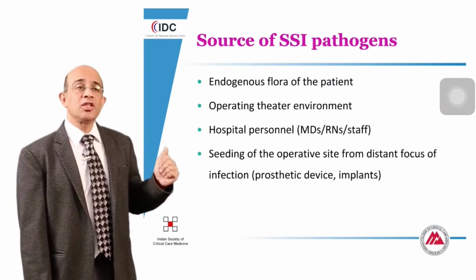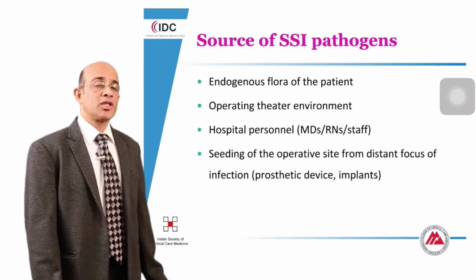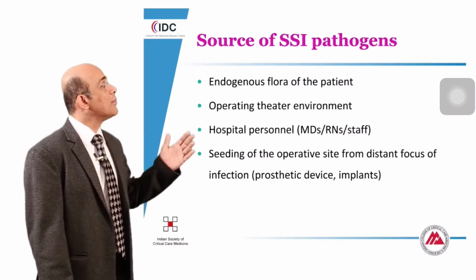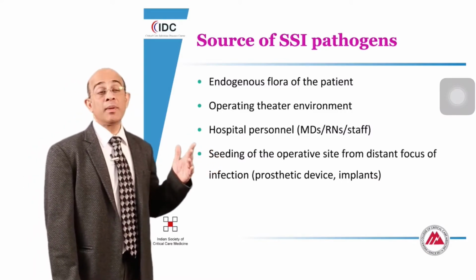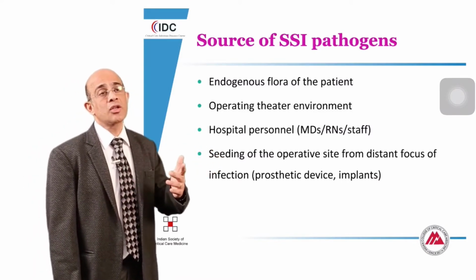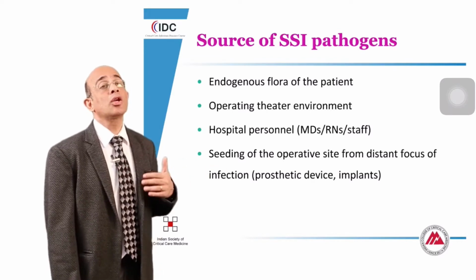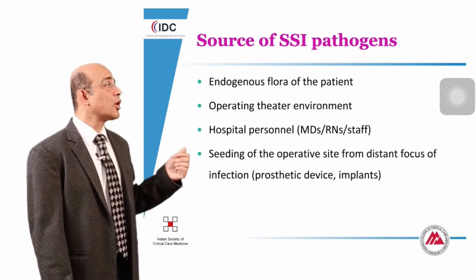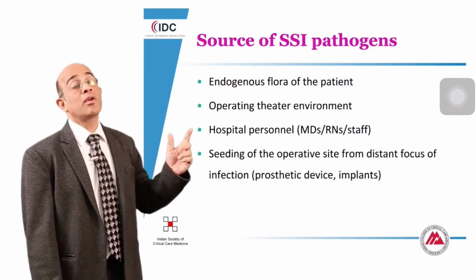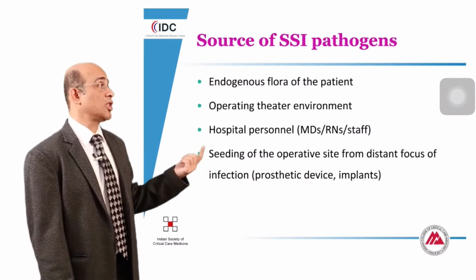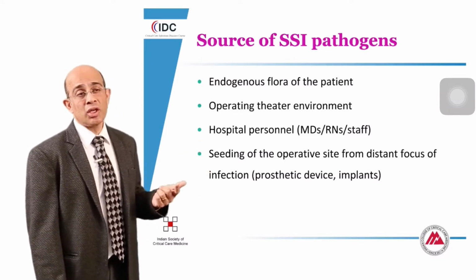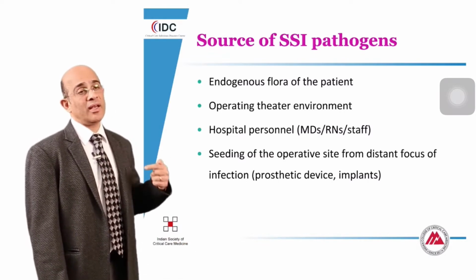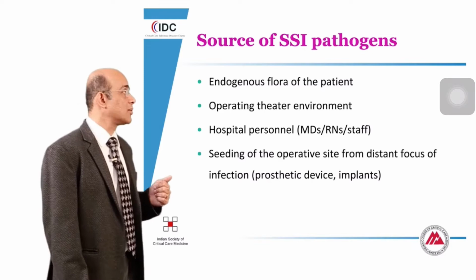The source of pathogens which usually contribute to the presence of infection can be from the patient's own body, which are endogenous. It can be the operating theatre environment, or hospital personnel, whether it's a doctor, nurses, or other operation theatre staff, all of whom can contribute to the organisms which may infect the patient. Or it can also be due to the seeding of the operative site from distant foci of infection in the patient's body, which could be a urinary infection or a bed sore or a distant infection in the nail, which can then affect especially implants in the patient.